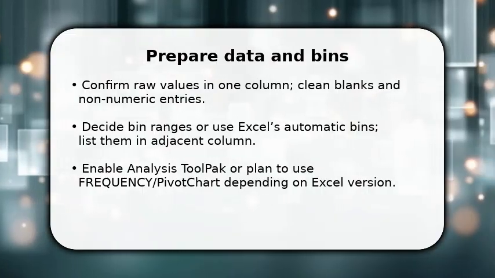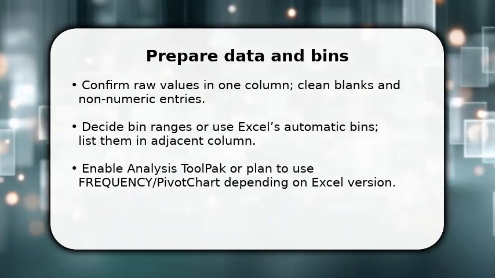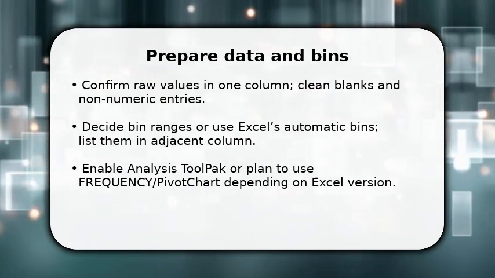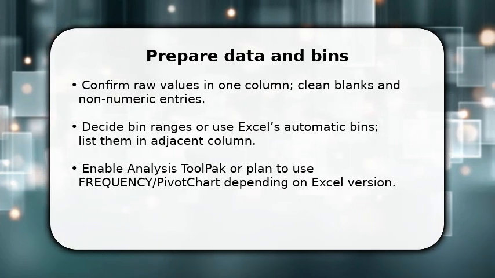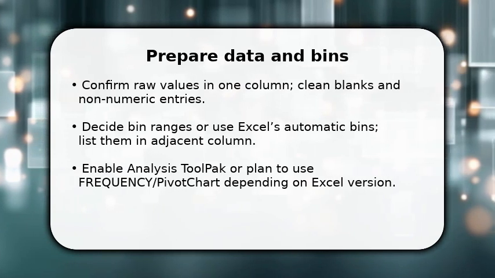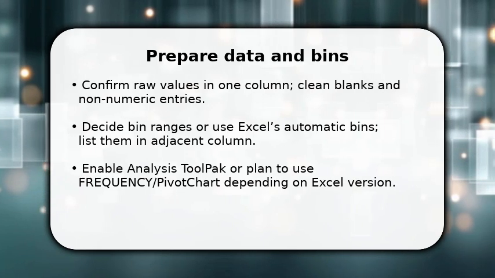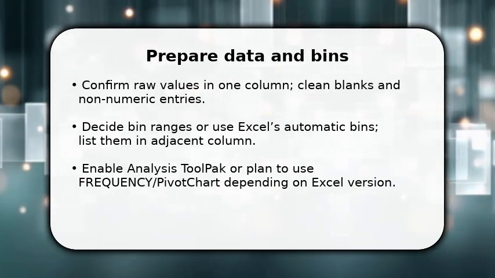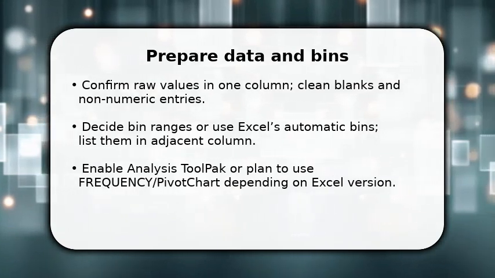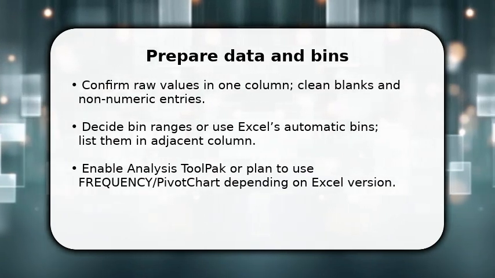You're starting with a clean dataset and explicit bins. First, remove blanks and non-numeric cells so Excel reads only valid numbers. Then create a column of bin upper limits that represent the ranges you want, uniform or custom. If you prefer the Analysis ToolPak, enable it now through Add-ins. Otherwise, plan to use the FREQUENCY function or a pivot table histogram. Once done, select both the data and the bin list to prepare for the next calculation step.